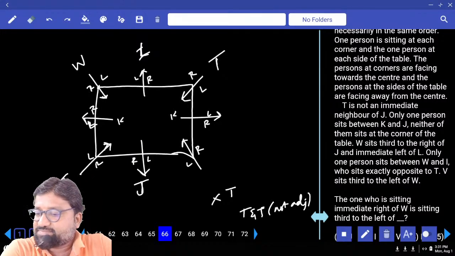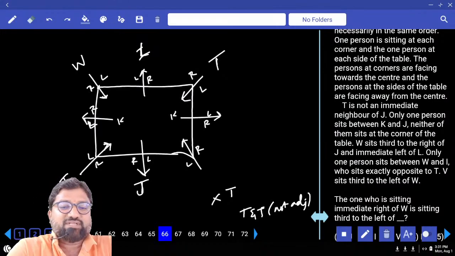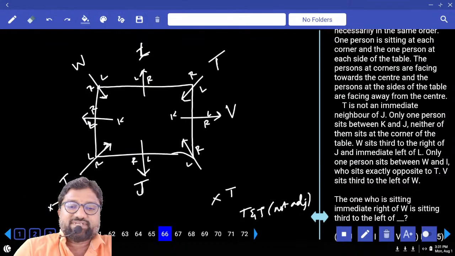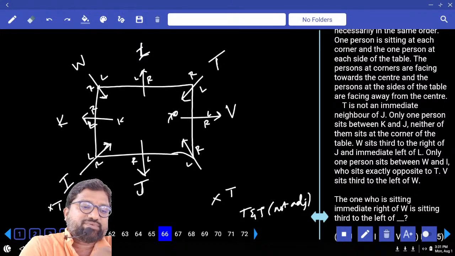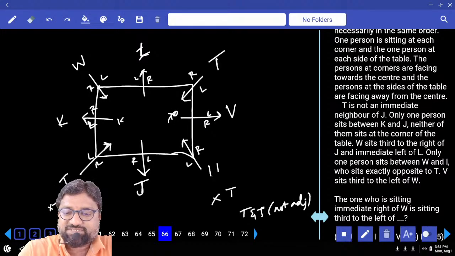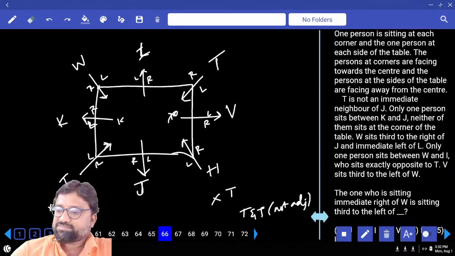Next. V sits third to the left of W. When V is here, this cannot be K, so this has to be K. Right? Now who is left out for us? H. Is this clear? Let's go.